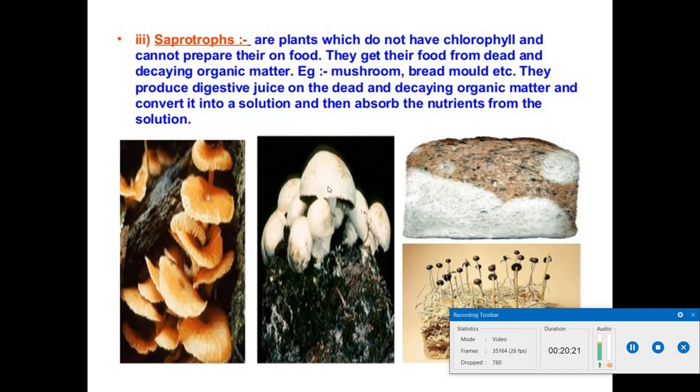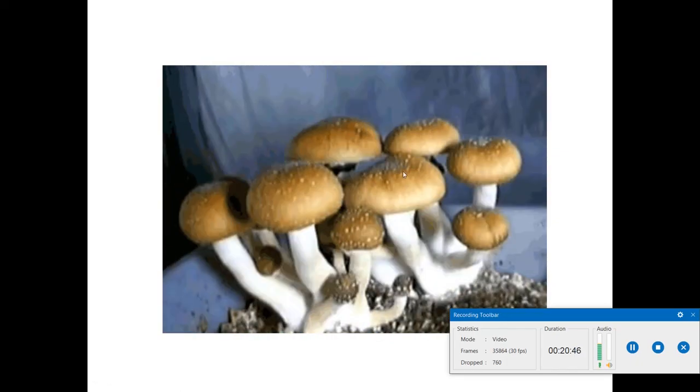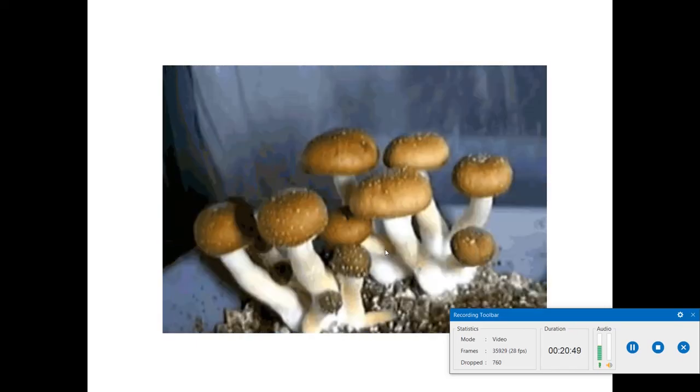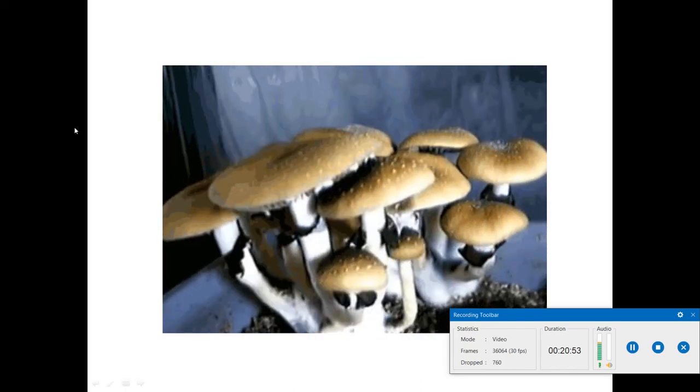These are very important for us. Saprotrophs are called scavengers. So they obtain the nutrition from dead and decaying organic matter. So here are some examples: mushroom, bread mold, Rhizopus. As you can see in this picture, mushrooms are growing and obtaining the nutrition from dead and decaying organic matter.